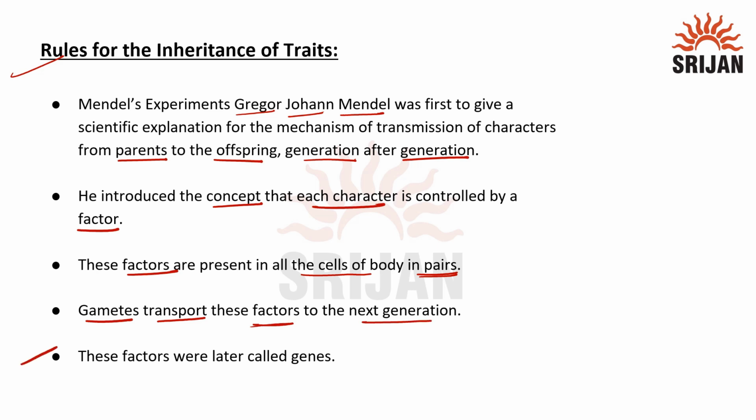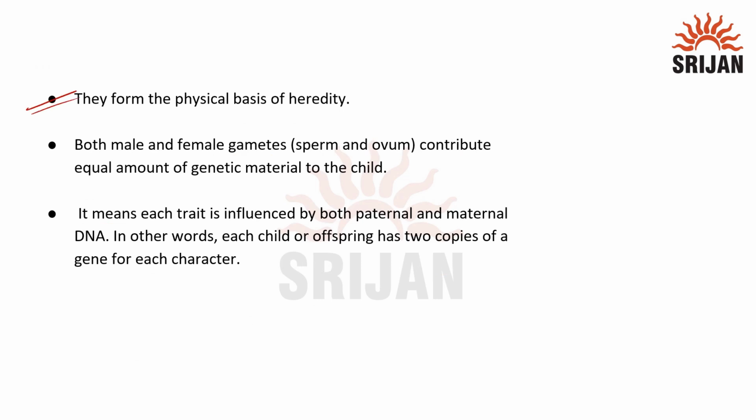And see over here, the factors are now known as genes. These genes are going to form the physical basis of heredity, and as we all know, gametes are of two types, that is male gamete sperm and female gamete ovum. Thus both gametes are going to contribute equal amount of genetic material to the child.